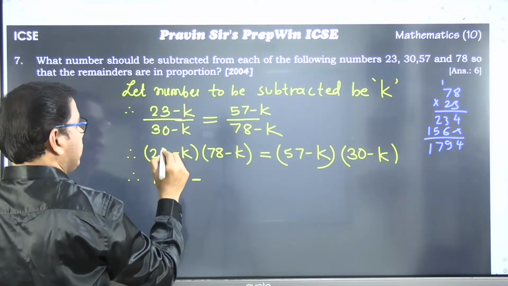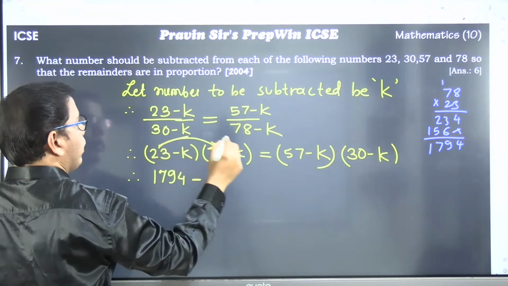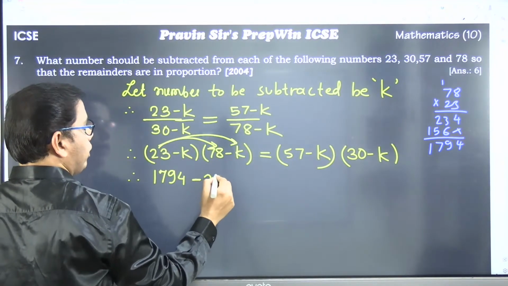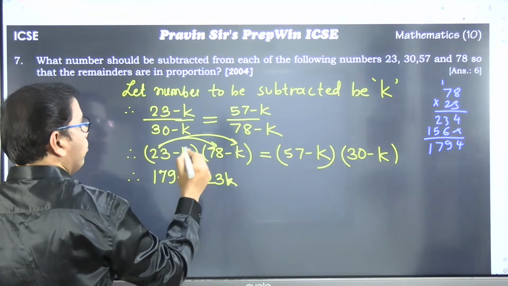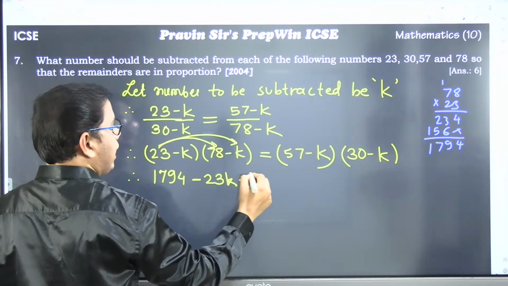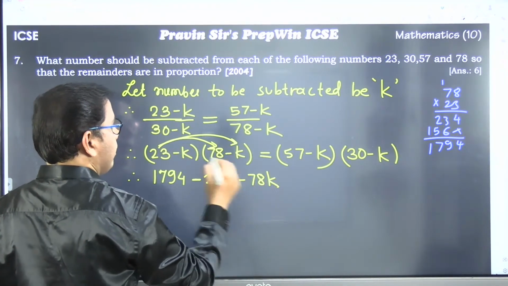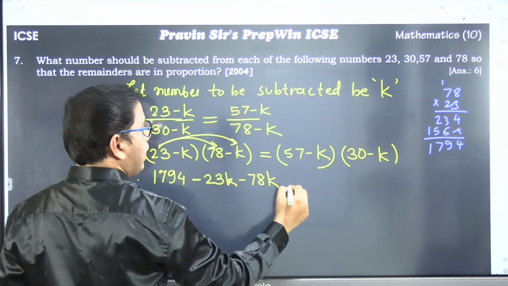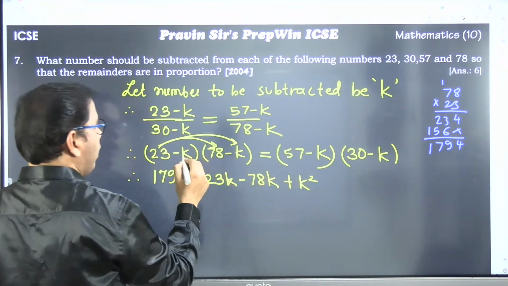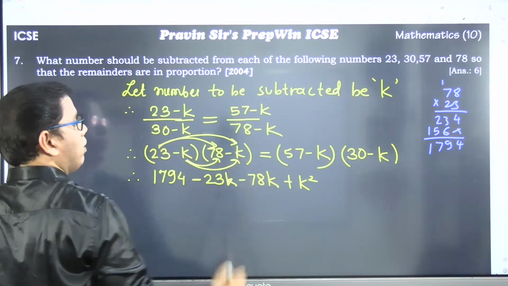ओके 23, पहले इससे multiply किया 23 को, अब k से multiply करें. Minus 23k, minus k into 78 is minus 78k, minus k into minus k is plus k square. ओके, फिर minus k को दोनों से multiply करना.